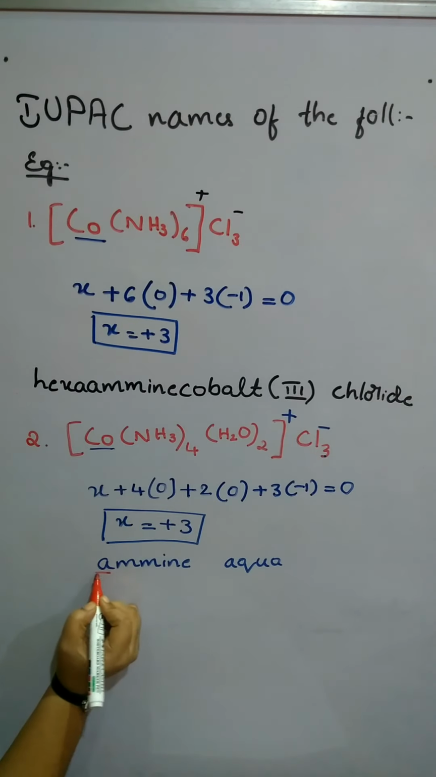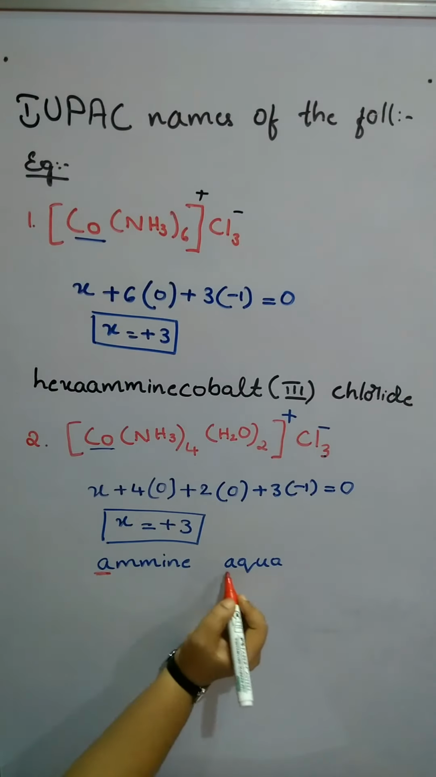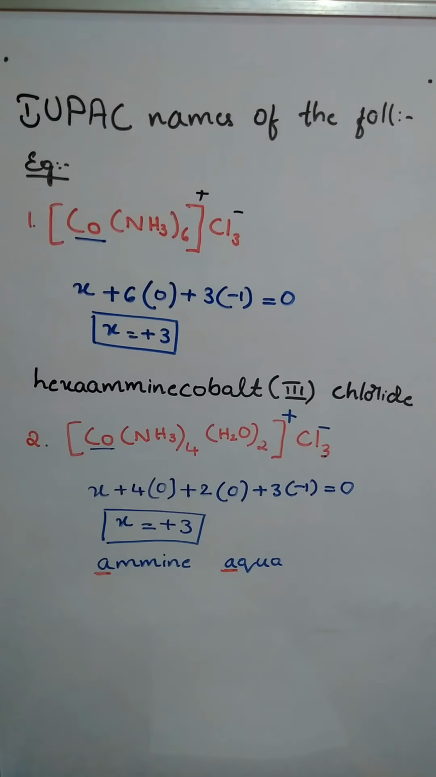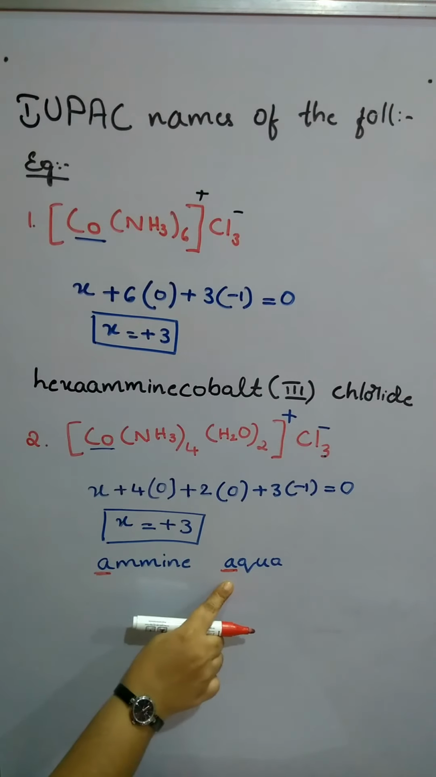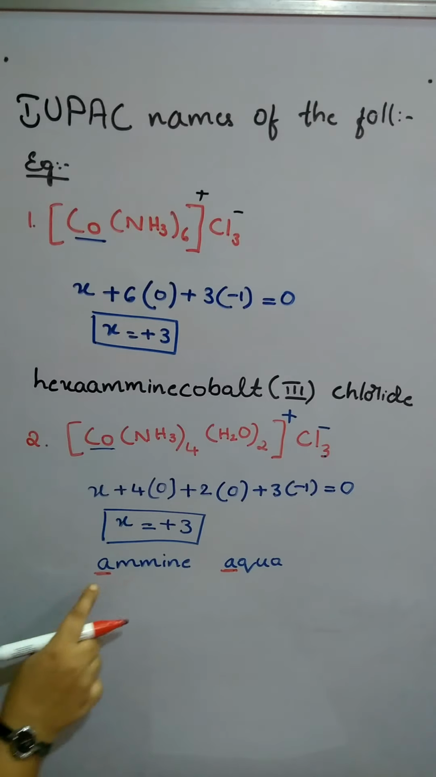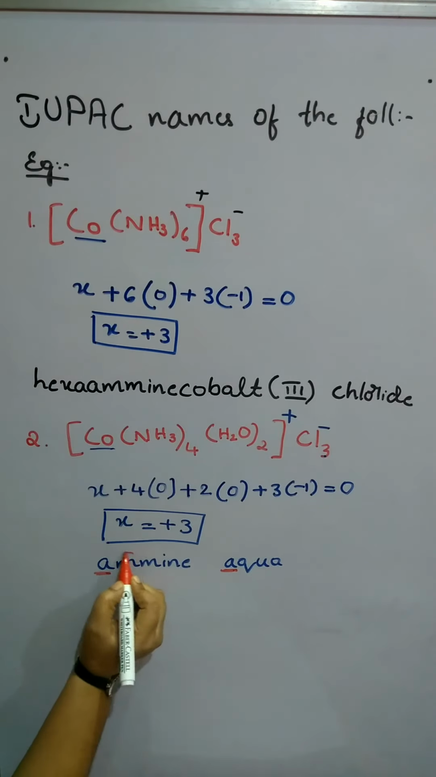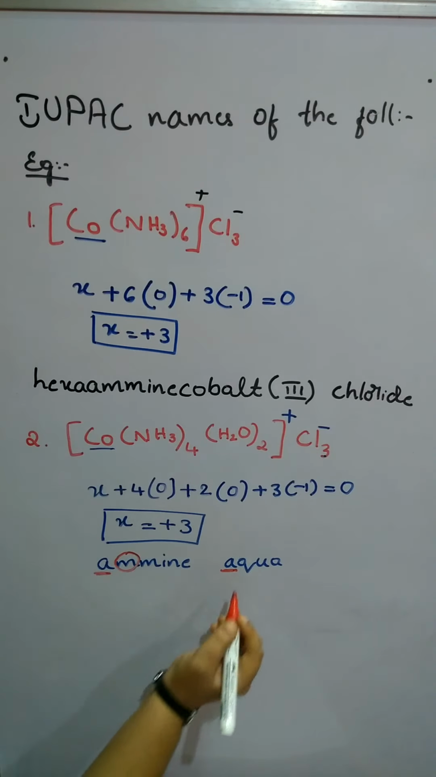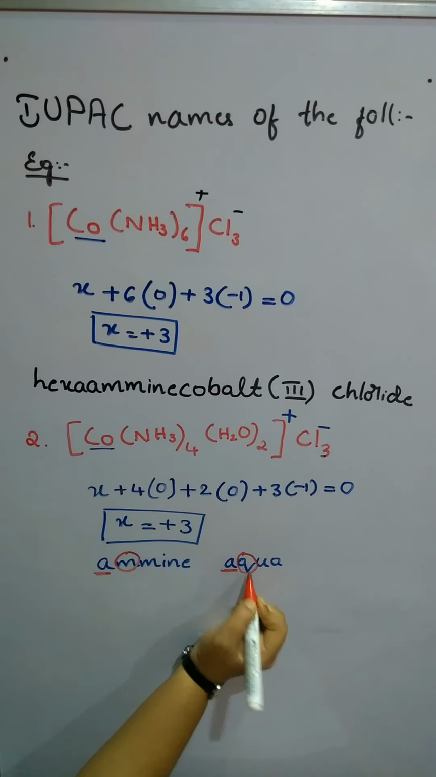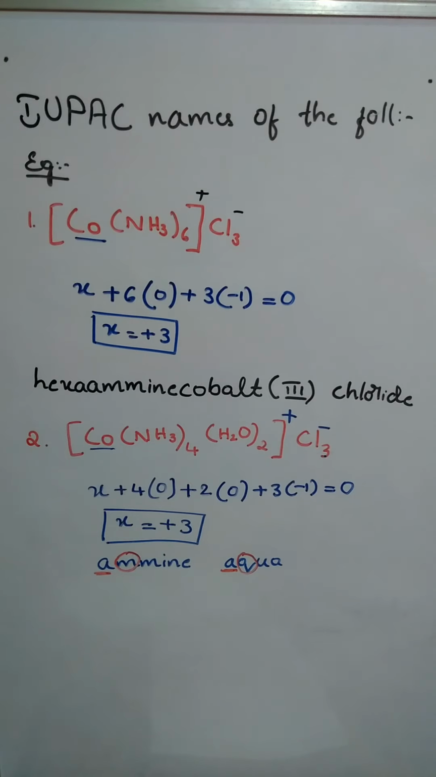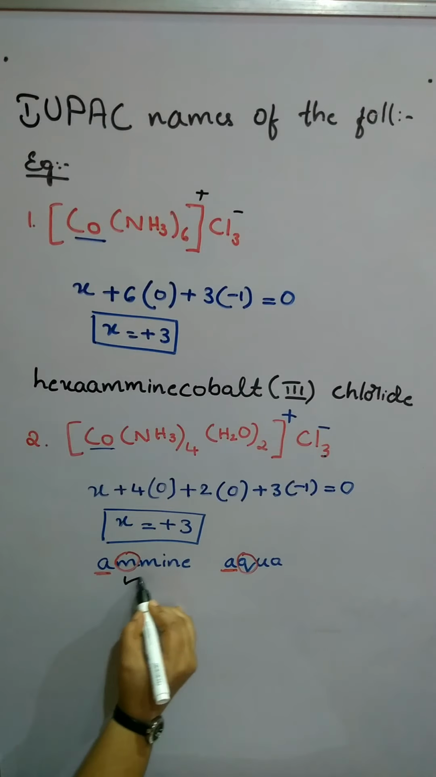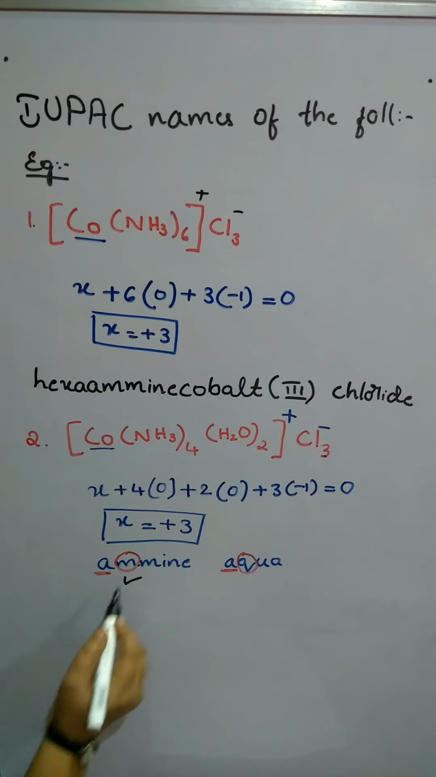So alphabetical order, it is A here, again it is A here. So this also starts with A and this also starts with A. If it is the same alphabet, then go for the second one. Here the second alphabet is M and here the second alphabet is Q. So which one has to be given preference? We have to give preference to M because alphabetically M comes before Q.